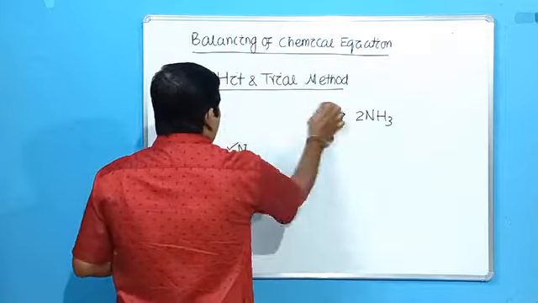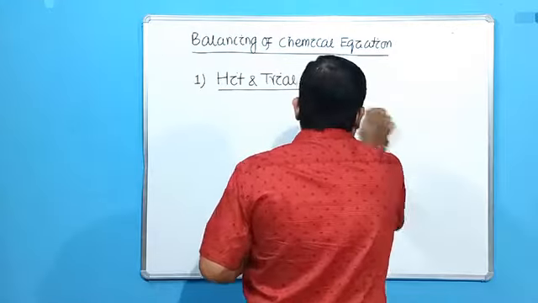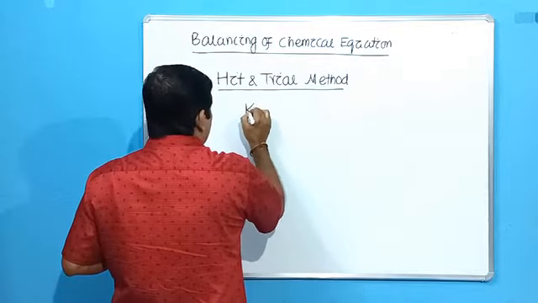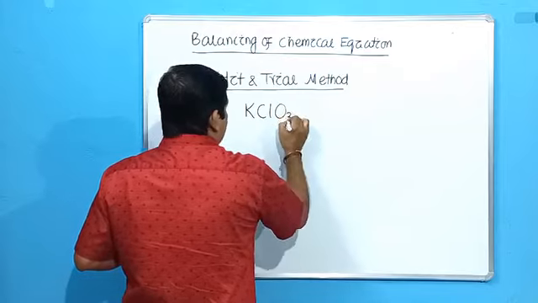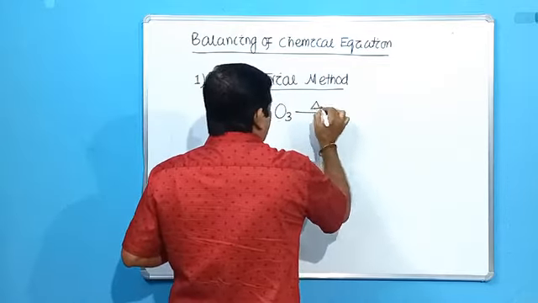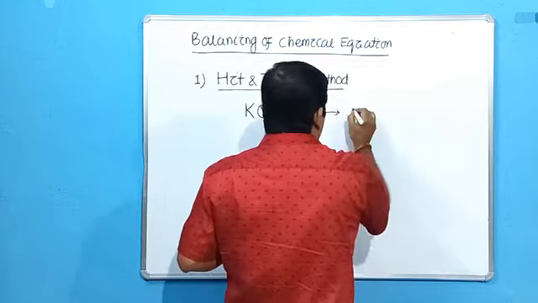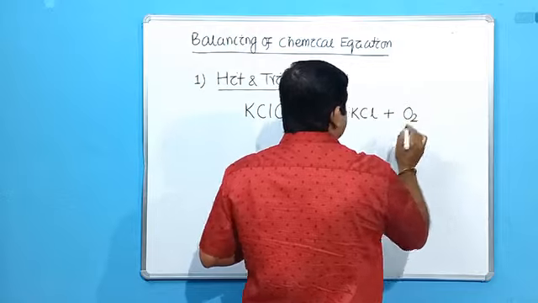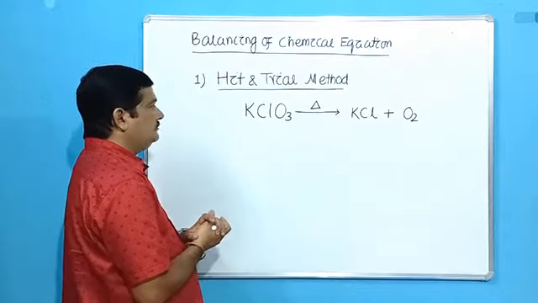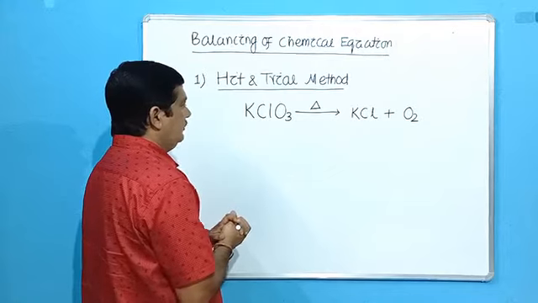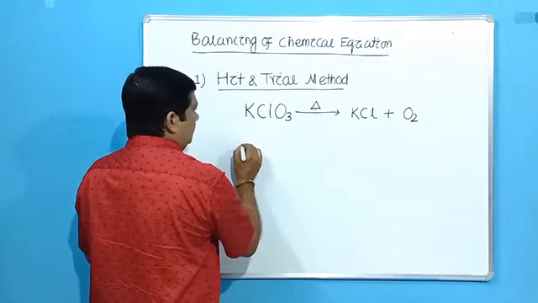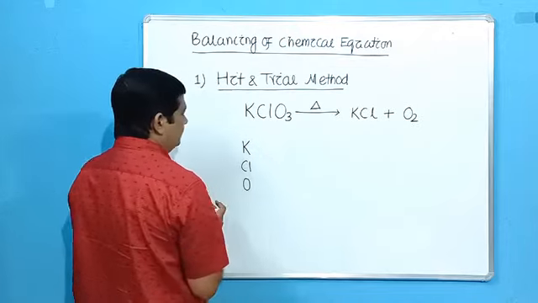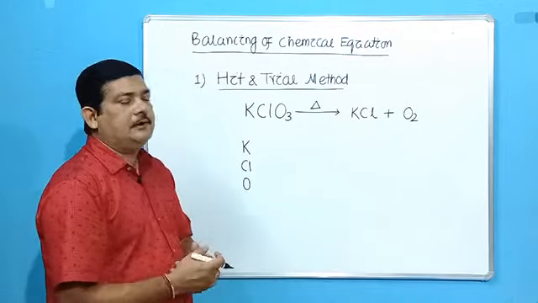Next we will go for decomposition of potassium chlorate, KClO3. When it is heated, it gives KCl and O2, potassium chloride plus oxygen. We have to balance it. Okay. How can we balance? Now look. What are the constituent atoms here? K, Cl and O.